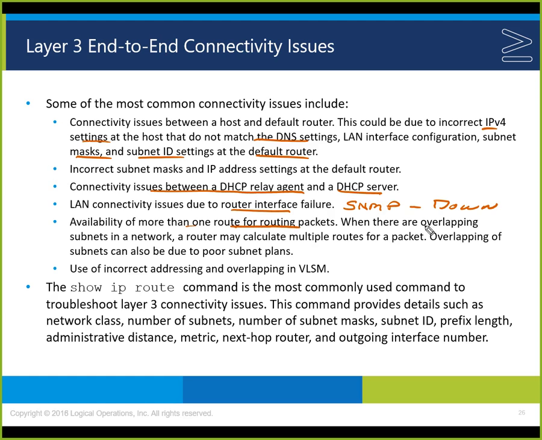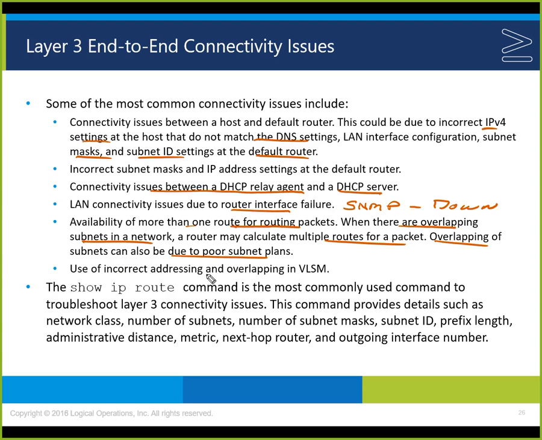Availability of more than one route for routing packets, and overlapping subnets in the network, may calculate multiple routes. The overlapping can cause poor use of the subnet plans. Overlapping routes may happen. Typically, you're going to get a notification that you have an overlapping route because the routers don't like that.